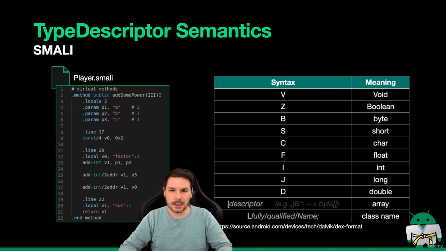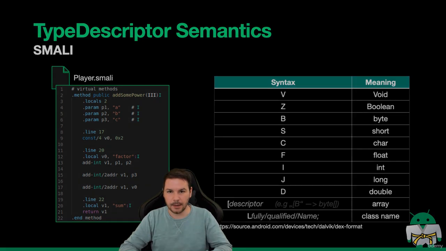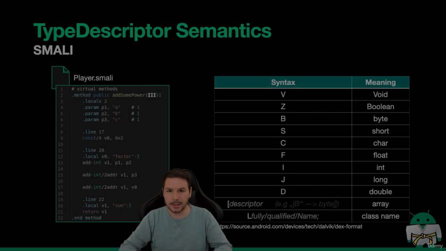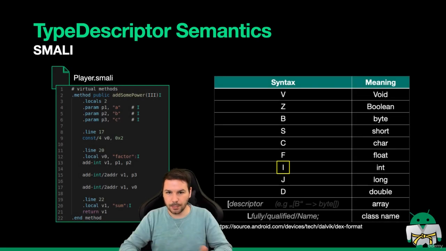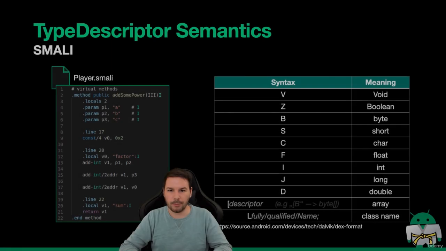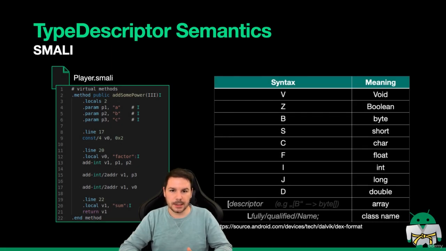So by having this list next to us, we can now also determine those types. We've got, for example, addSomePower, and then we've got 3 times this capital I, which means we've got 3 parameters of type integer. And after those brackets, we've got another I in green, and this one is the return value. So now we know 3 integer values are going to be passed into our function, and this function is also returning an integer value back.